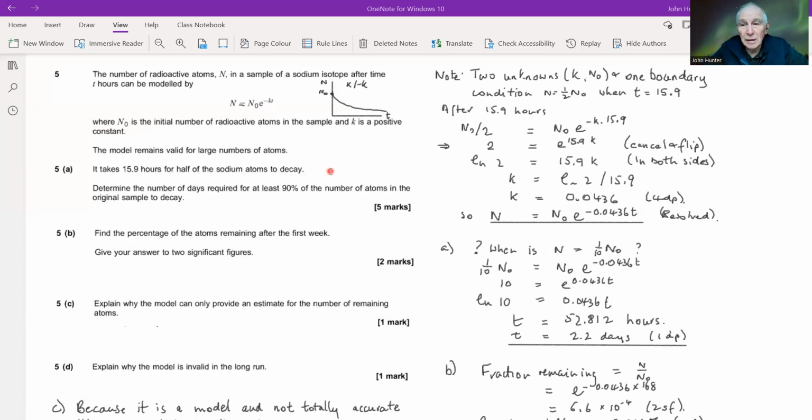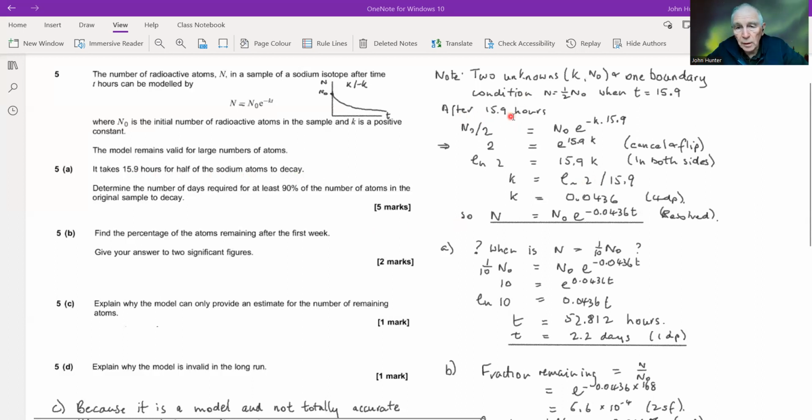But this is quite an interesting problem, because we're not interested in the number of atoms initially. The questions being asked are about the proportion of atoms left after a certain amount of time. So our variable we could think of as N divided by N0. That leaves us with just the one unknown, which is K. So let's see how this works.